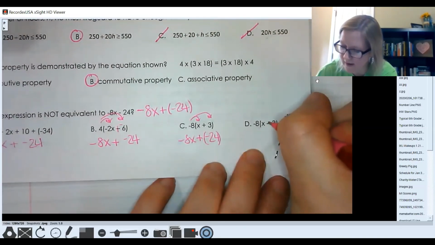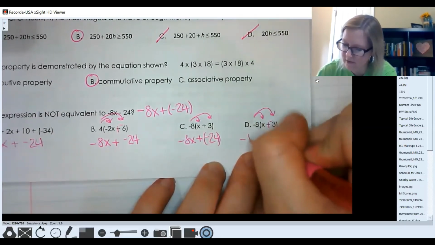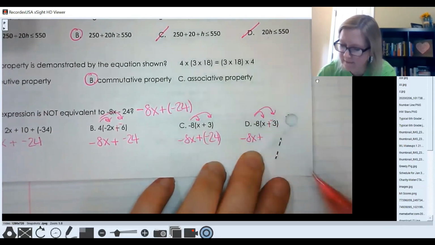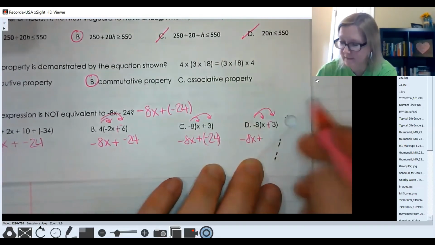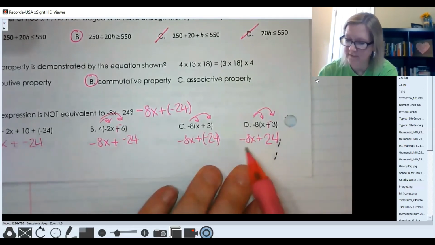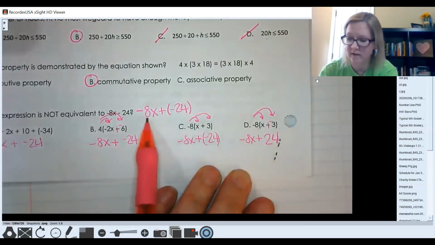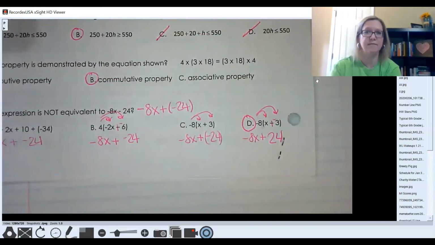So I'm going to change this to adding negative 3. Then I'm going to distribute, and that's negative 8x plus, and then notice we have negative 8 times negative 3. Well, that's a positive 24. So this is negative 8x plus 24. That's not negative 8x plus negative 24. So the one that did not equal that value was D. Okay?